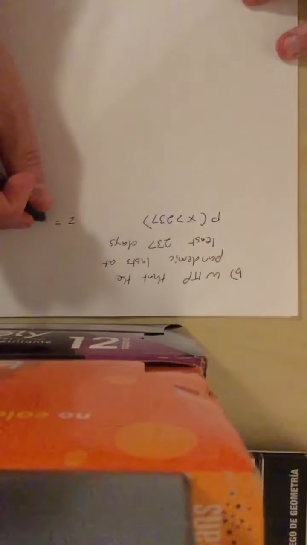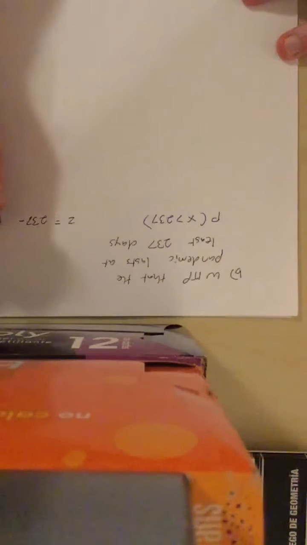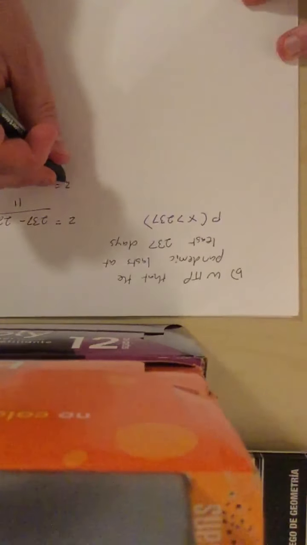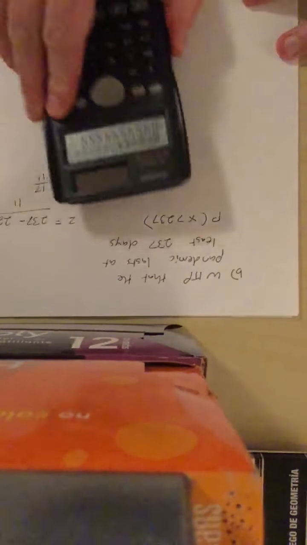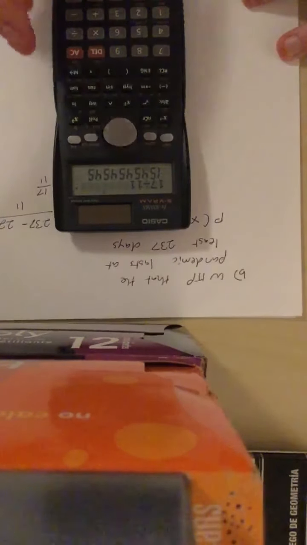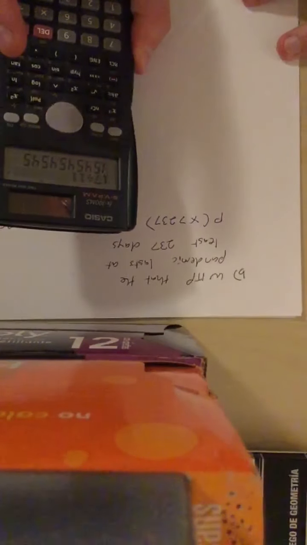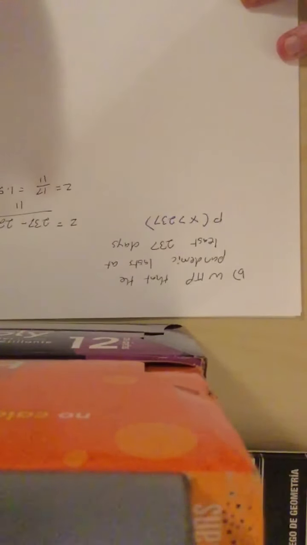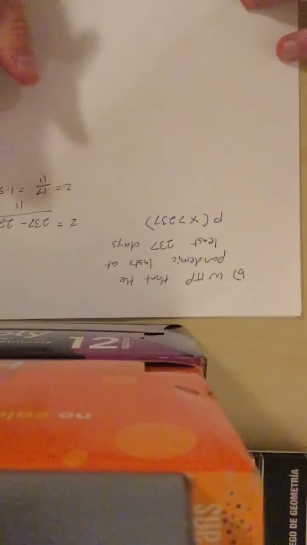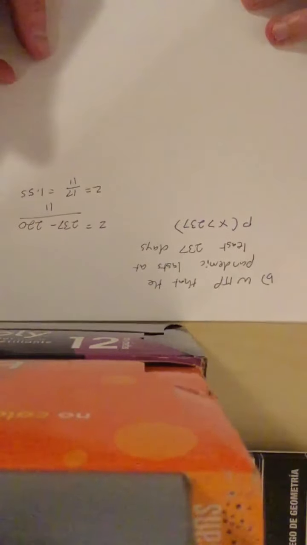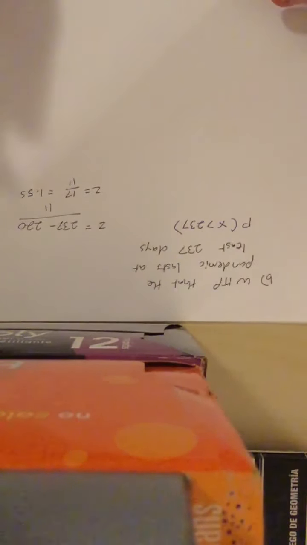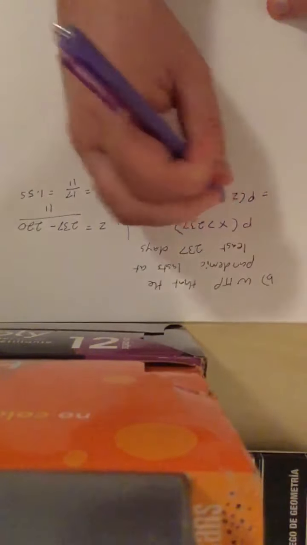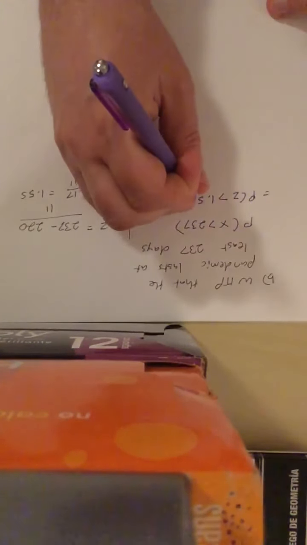So the z is going to be the x value minus the mu, which is the 220 from before, divided by 11, which is 17 over 11, which is 1.545, so I'm going to round it to 1.55. So the z-score is 1.55. So that's the same thing as the z-score being greater than 1.55.